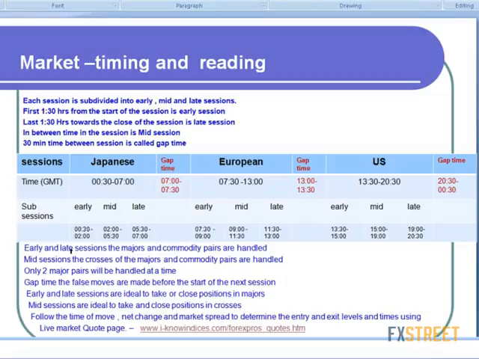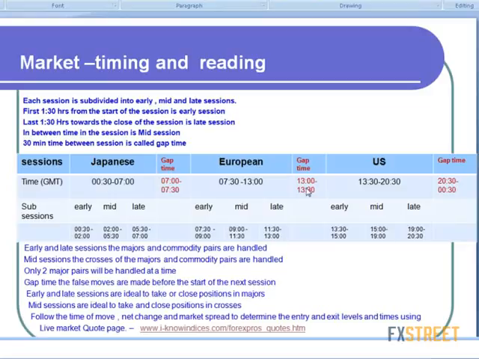So only if we know the market timings will we be able to determine the type of moves, because the moves are based on the time frame. As I explained, the Japanese session is from 0030 to 7 GMT. Then 7:30 to 13 GMT is the European session. 13:30 to 20:30 is the US session. Each session is subdivided into early, mid, and late sessions. The early and late sessions handle the majors, and the mid sessions handle the crosses. So this is what's happening in all three sessions.